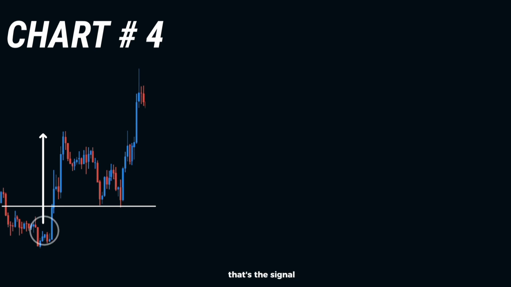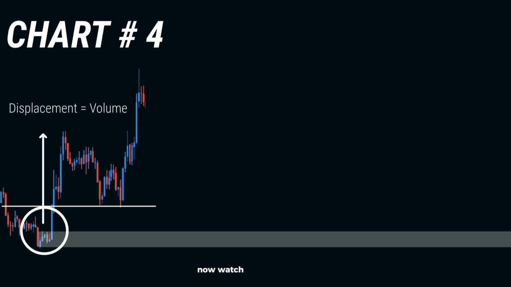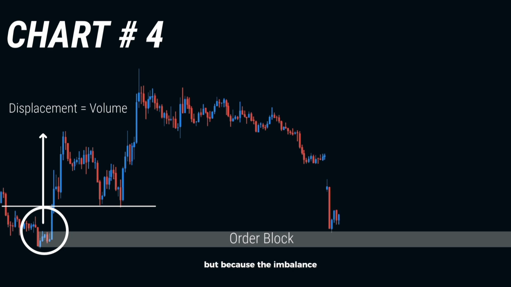That's the signal. The liquidity sweep matters because it creates fuel for the reversal. The displacement matters because it proves commitment. The structure break matters because it shows control has changed hands. Now watch the return into the order block. This is the moment of truth. Price comes back into the zone and buyers defend it again. Not because the box is magical, but because the imbalance created there was never fully resolved.